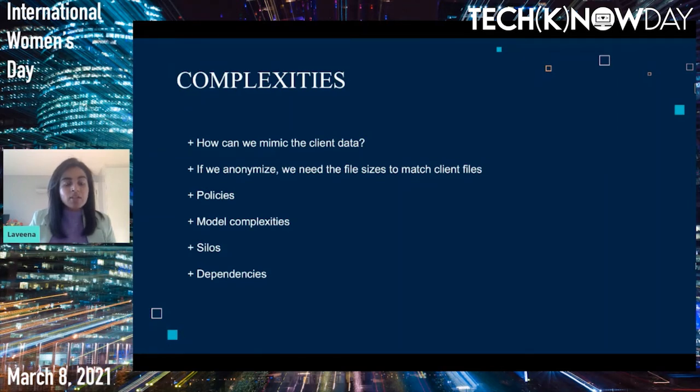So my suggestion would be to have a lovely golden data set that you can use for every kind of client, and it has all the important features in that data set. And if you have new features coming in, then change the data accordingly to express that as well. If we anonymize data sets, we need the file size to match the client file.